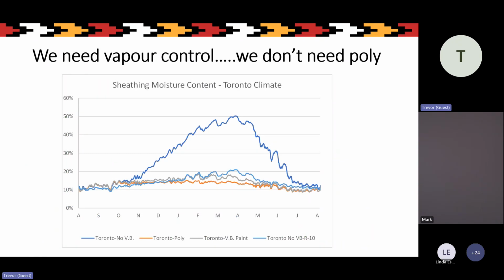So what I try and promote here is that we need vapor control for sure. We need vapor control strategies, but we don't necessarily need polyethylene. So that poly vapor barrier on the inside. So let's look at results from a hydrothermal modeling study.